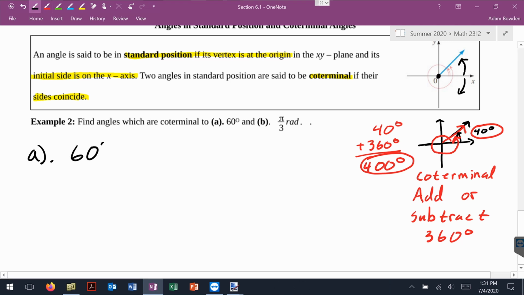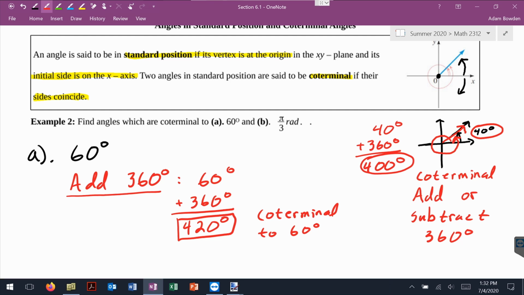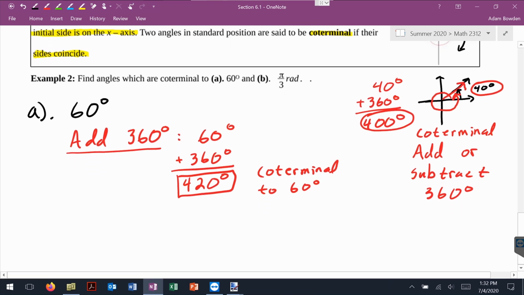So let's look at 60 degrees. What I'd like to do is find some angles which are coterminal. So what I'll do is start off, I'll add 360 degrees. So if we get 60 degrees plus 360 degrees, we come out with 420 degrees. That would be coterminal to 60 degrees, since it's just made up of one 360 degree rotation back around to the same place.